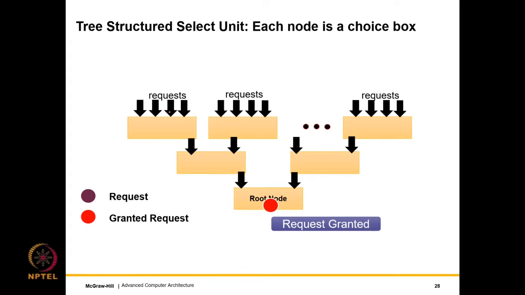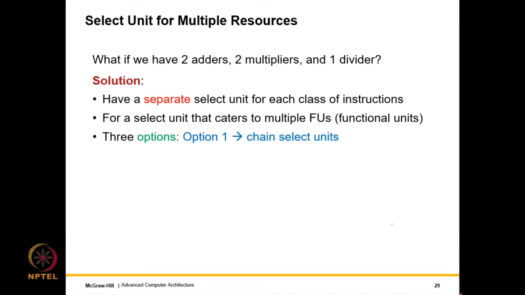Then the grant signal, as we have discussed, goes back the reverse way. It requires some state at each choice box. Let us now make the select unit more complicated and more realistic.